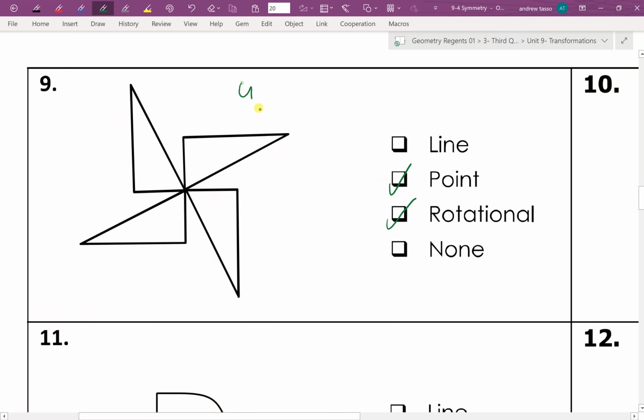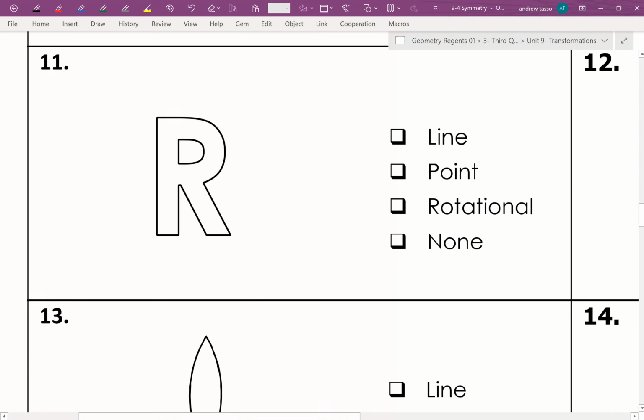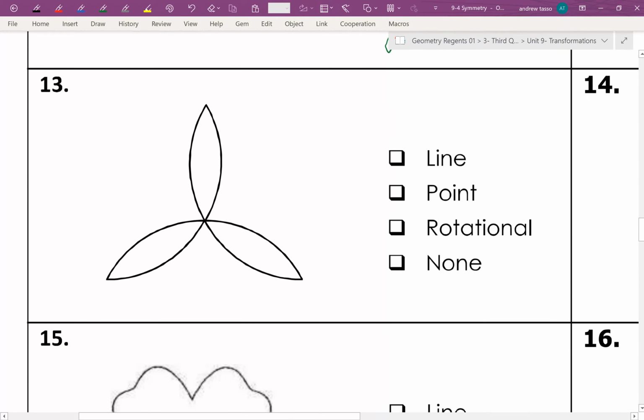Since it has four features that repeat, four blades for the ceiling fan, that would be 360 divided by 4, and that's 90 degrees. So it's 90 degrees rotational, okay? Next, let's look for line symmetry here. I don't think I could draw any line that makes this symmetrical. What about point? It does not look the same upside down. Rotational, no. So this has no symmetry.